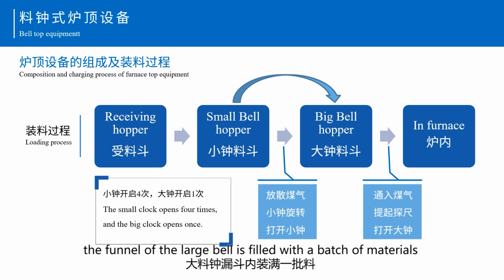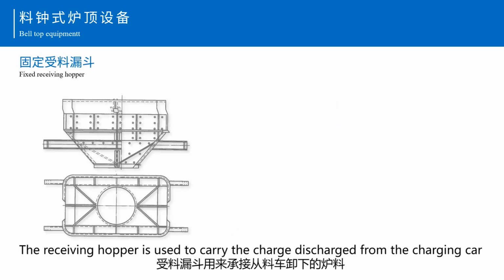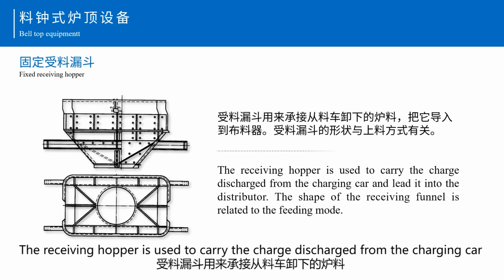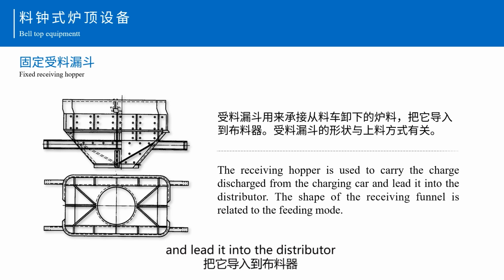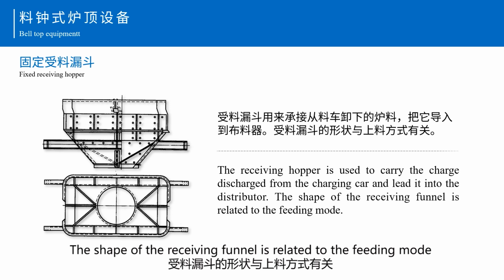The receiving hopper is used to carry the charge discharged from the charging car and lead it into the distributor. The shape of the receiving funnel is related to the feeding mode.